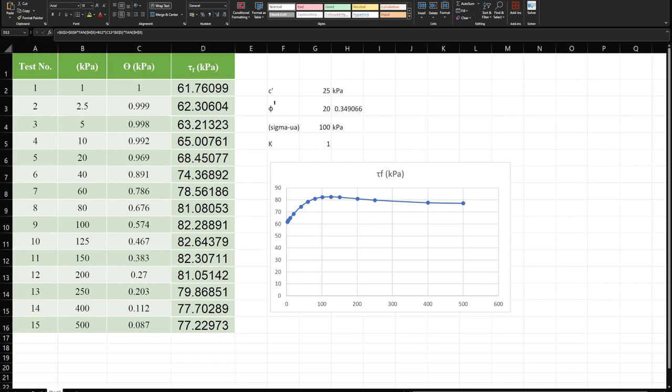So if we observe the value of tau f, which is plotted on the y-axis, and matrix section, which is on the x-axis, then we'll see that the value of tau f is first increasing, then it is becoming almost constant at higher matrix section values. Okay, so let's jump back to our slide.